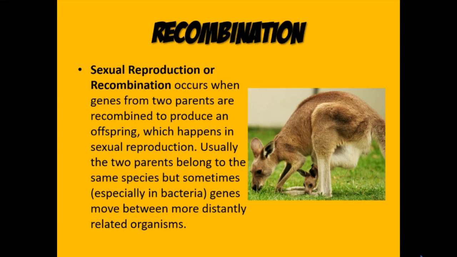And then sa sexual reproduction or recombination, it occurs when genes from two parents are recombined to produce an offspring, which happens in sexual reproduction. Kung natatandaan niyo po yung differences between the asexual and sexual reproduction, alam niyo na po yun. No? So, usually, the two parents belong to the same species, but sometimes, specifically sa bacteria, genes move between more distantly related organisms.